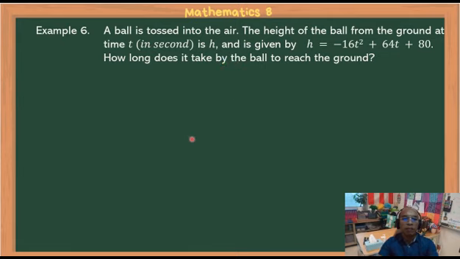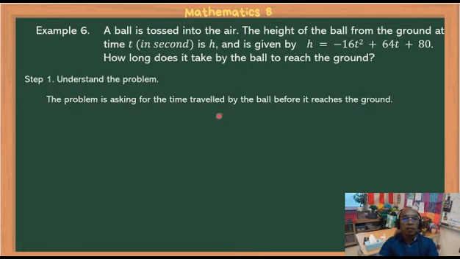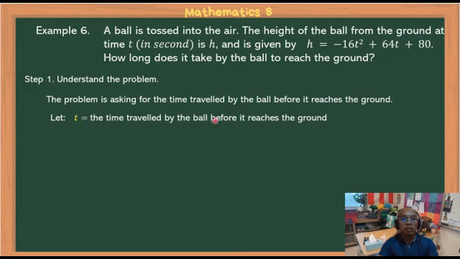So ibig sabihin, if the ball is being tossed into the air, how many seconds does it take for the ball before it hits the ground? In this case, the problem is asking for the time traveled by the ball before it reaches the ground. So we will let that time be t. So t represents the time traveled by the ball before it reaches the ground.